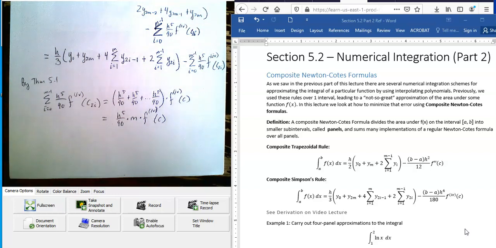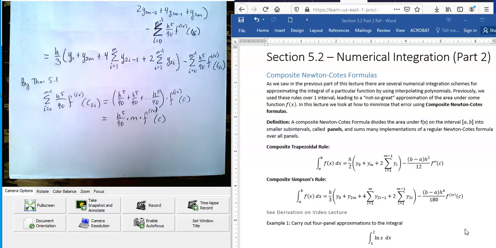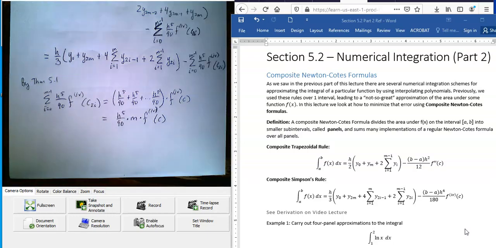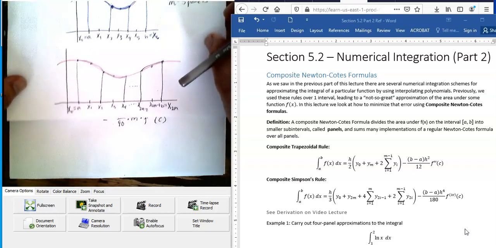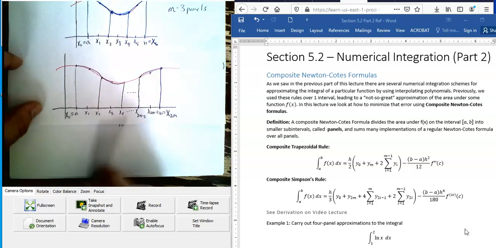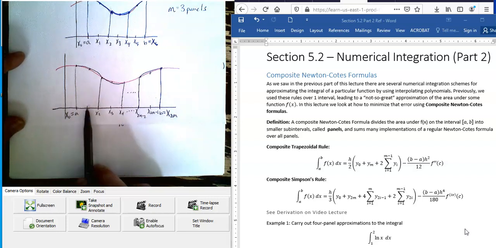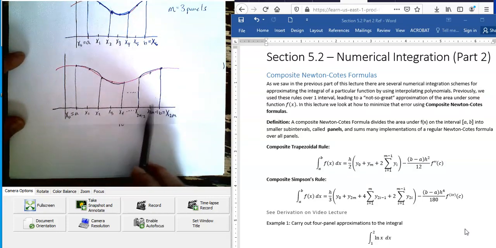Now let's think about quantity. So if we go back to our diagram, let's think about how we get this length, this b minus a. So we have m panels. What's the length of each of these panels?